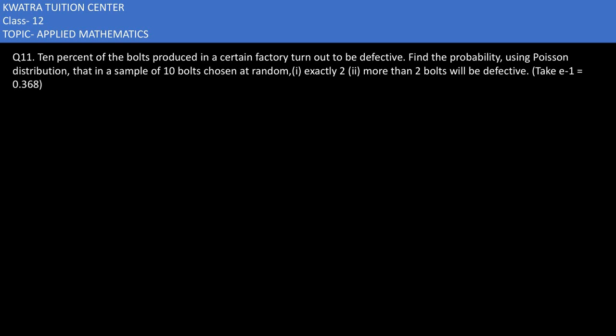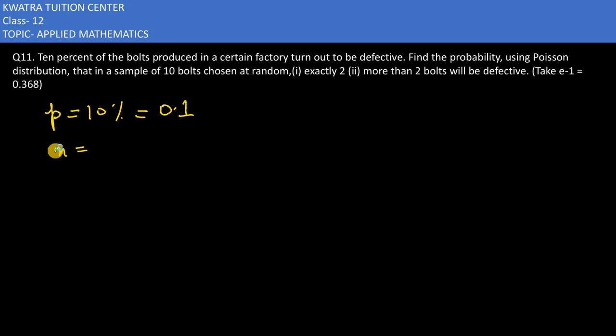The 11th one is: 10% of the bolts produced in a certain factory turn out to be defective. 10% are defective. इसका मतलब हमारा P क्या हो गया? That's 10%. 10% is like 10 by 100, which is 0.1. P is given as 0.1 here.